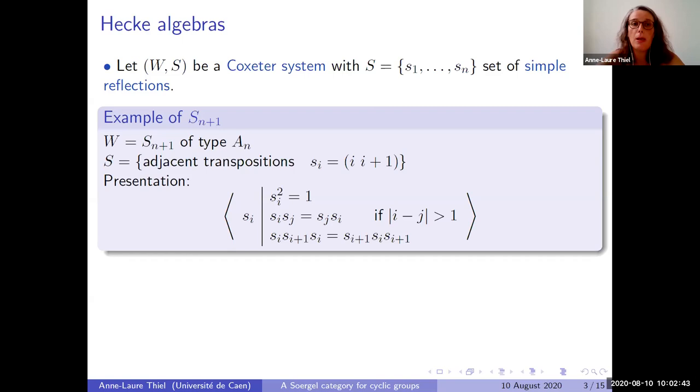And we have the famous presentation of this group. Our reflections are reflections, meaning they square to one. If indices are distant, they commute, and otherwise they satisfy a length three braid relation.